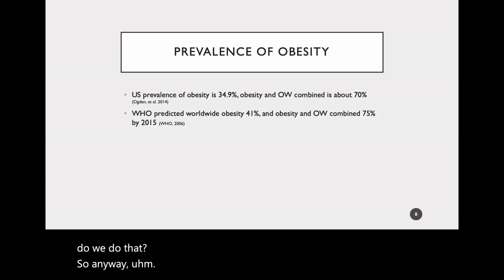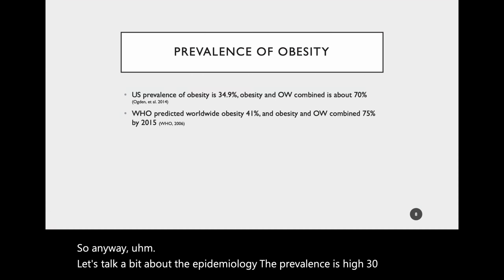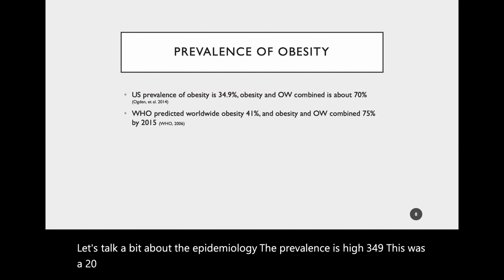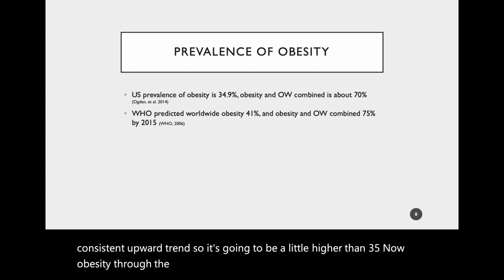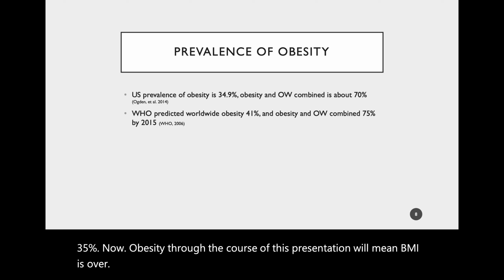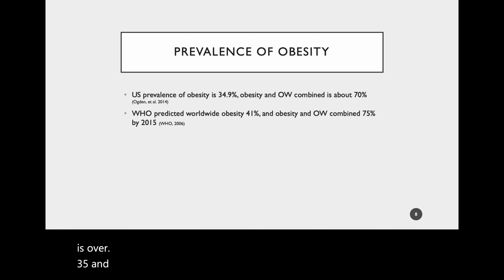let's talk a bit about the epidemiology. The prevalence is high, 34.9%. This was a 2014 number. It's been pretty flat. It hasn't been skyrocketing, but it's on a consistent upward trend. So it's going to be a little higher than 35% now. Obesity, through the course of this presentation, will mean BMIs over 35 and overweight up to 35. So that's kind of what we're talking about.